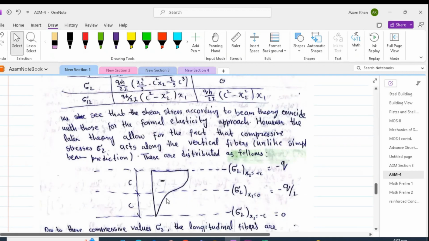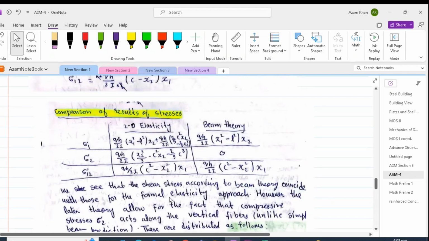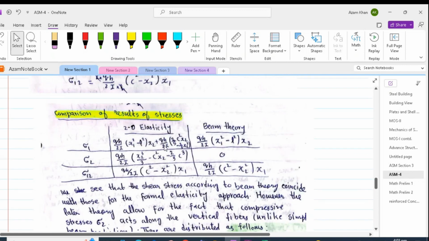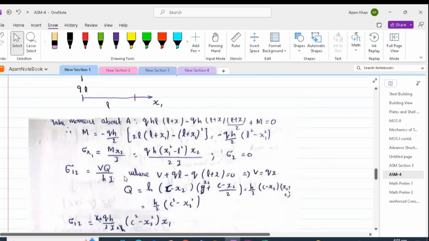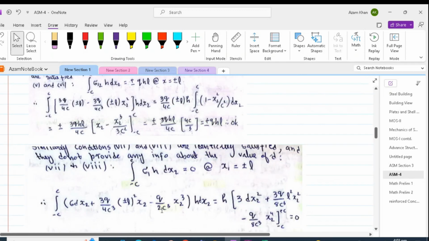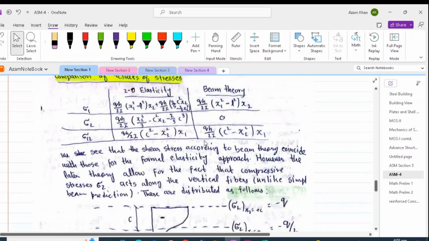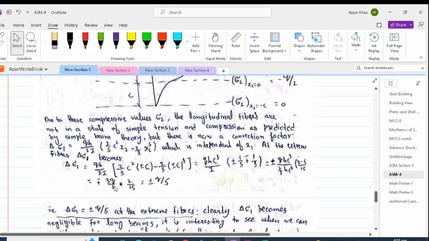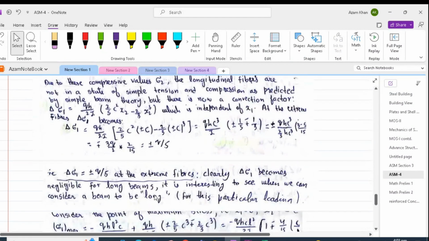Due to this compressive force, there is another factor getting added to sigma 1, which is the axial stress in x1 direction. So again, our x1 direction is the longitudinal direction, and that correction factor is this second term, which is qh by 2I (2 by 5 c square x2 minus 2 by 3 x2 cube).